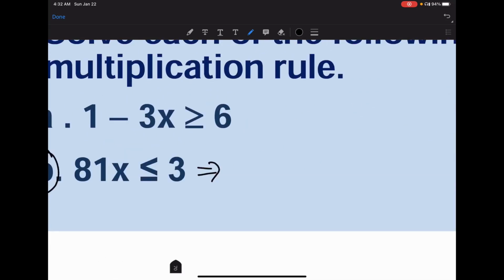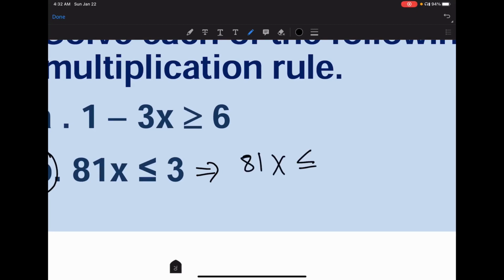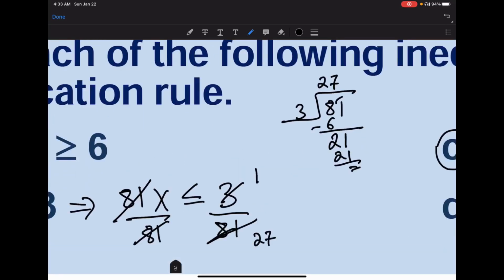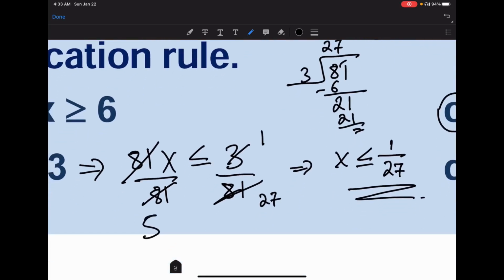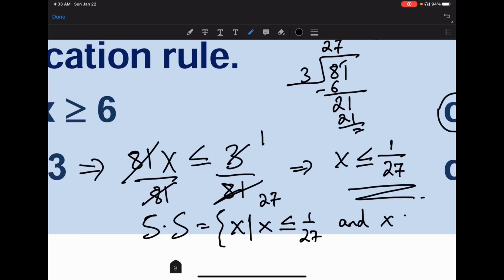Okay, 2b: 81x is less than or equal to 3. We divide both sides by 81, so 81 over 81. 3 divided by 81 is 1 over 27, which implies that x is less than or equal to 1 over 27. So what is our solution set? The set containing x such that x is less than or equal to 1 over 27 and x is an element of the set of rational numbers.